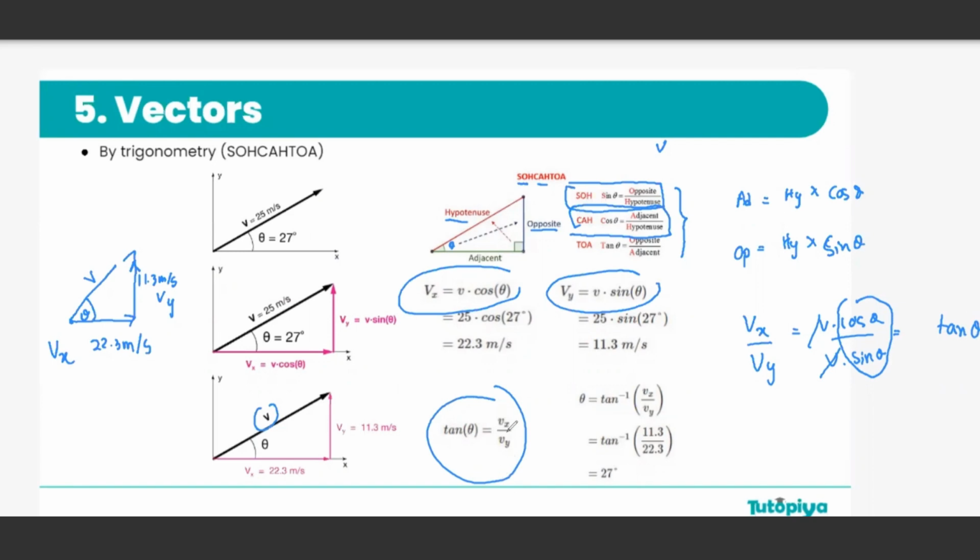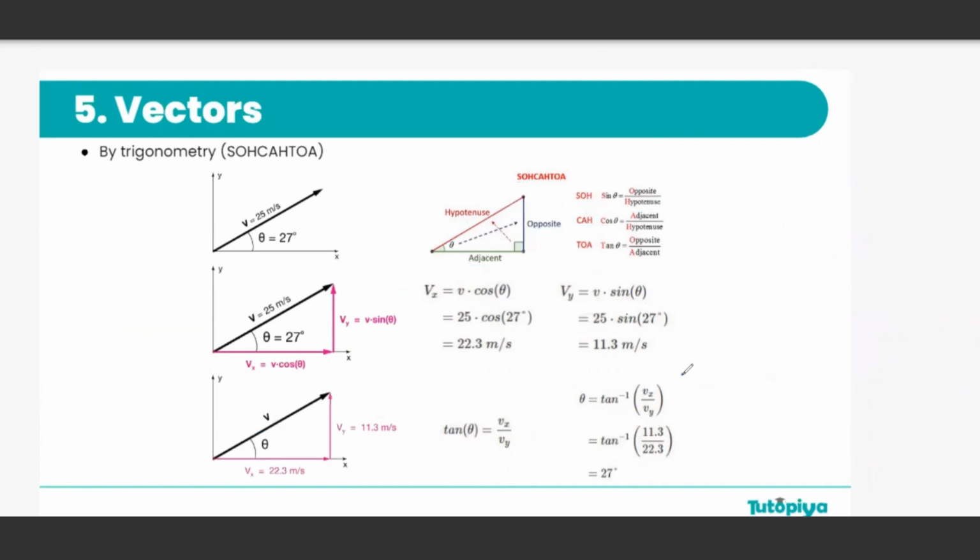So in a case where you know Vx and Vy, which is usually how the question would ask you, and you need to find theta in order to find the direction, all you have to do is apply this equation. Theta is equal to tan inverse Vx over Vy. Right. Now, I hope you know where to find the tan inverse function in your calculator. You have to press shift and click on tan to get tan inverse.